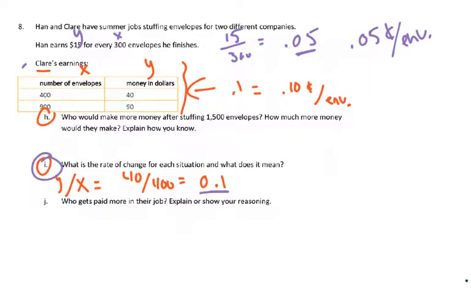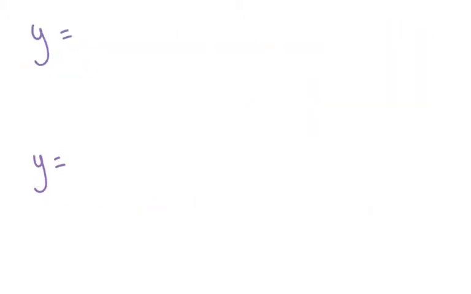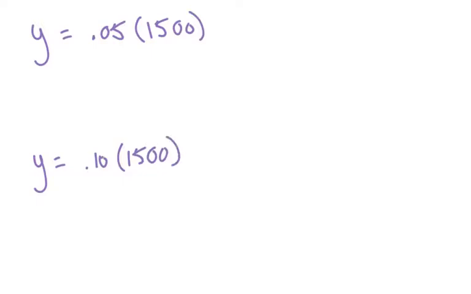H says, who would make more money after stuffing 1,500 envelopes? How much more money would they make? Explain how you know. So we have to figure out who would make more money. So we're trying to find the Y for both situations. That's the total money. And now for Han, he makes 5 cents, and he's going to stuff 1,500 envelopes. For Claire, she makes 10 cents, and she's going to stuff 1,500 envelopes. Now remember, when you see parentheses like this and this and this and this, that means multiply.